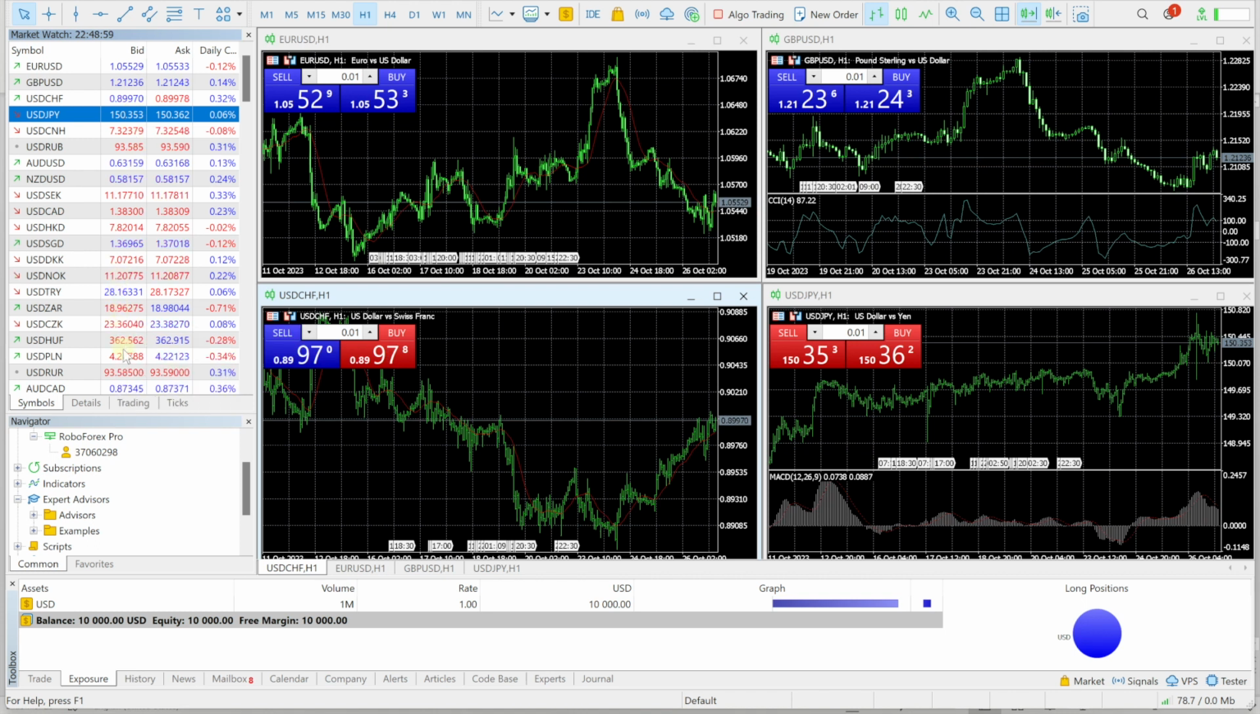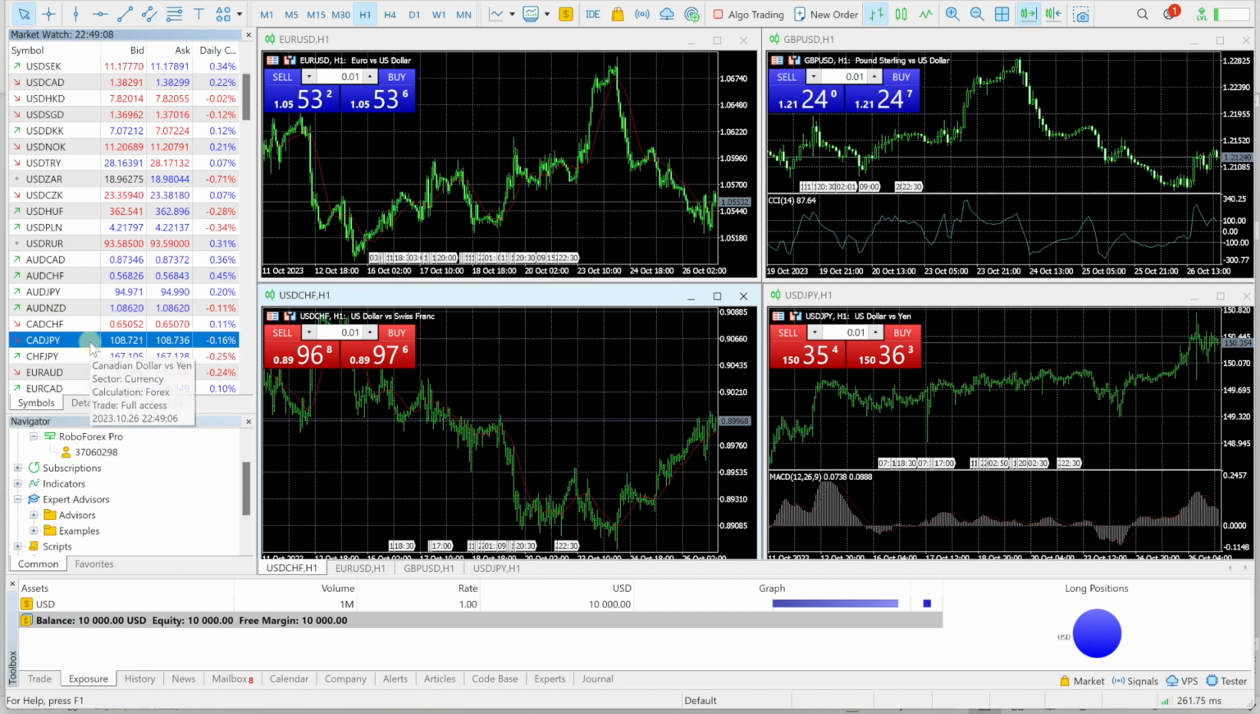Just want to show you another one here. JPY, we have 3 digits. As you can see, any JPY. This one, we have 3 digits. This one here, we have 3 digits. But this one, which is not JPY, we have 5 digits as usual.